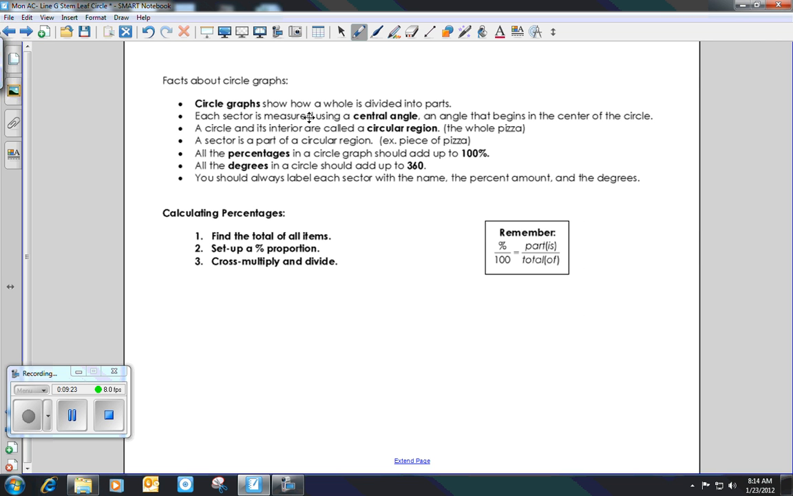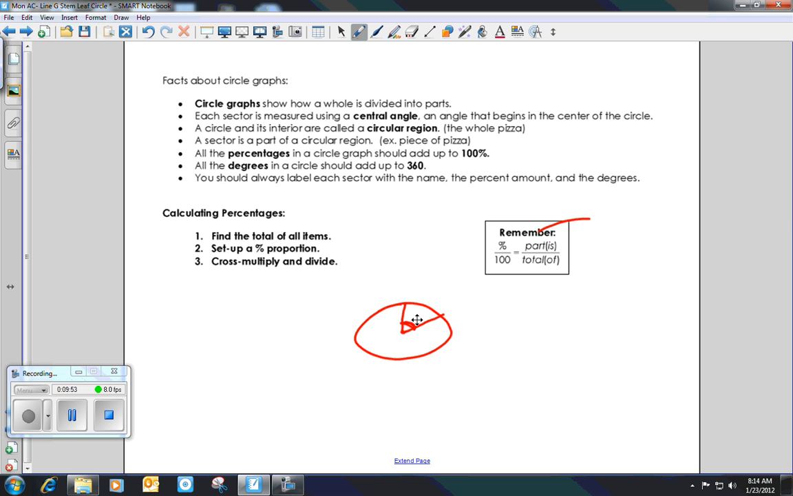So for circle graphs, we're going to see how a whole is divided into parts. And each sector is measured using a central angle. Central angles, when you have a circle and I have a dot in the middle, and I have a sector that looks like a piece of pizza. Okay, that's a sector. This angle here on the center, if I measured that with a protractor, that would tell me the number of degrees in that sector, and that is the central angle. The whole circle and the inside of it are the circular region.